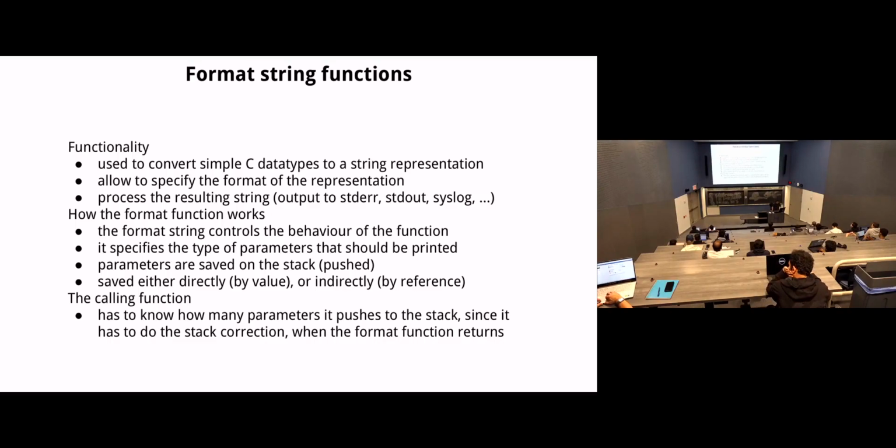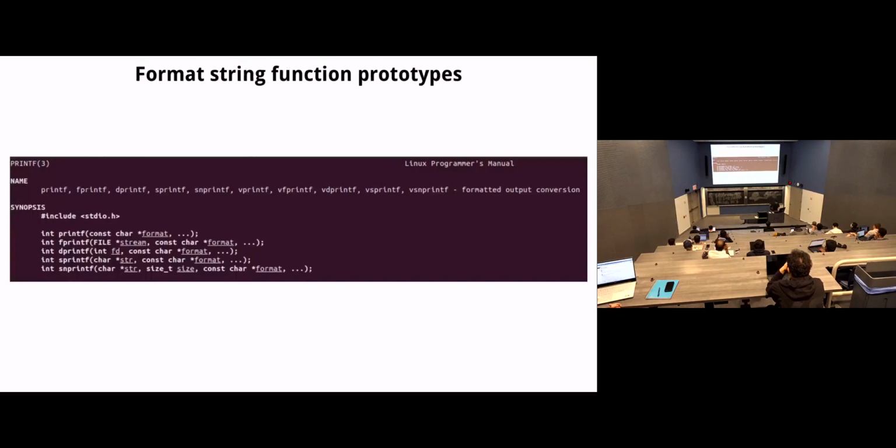So the calling function, in this case, let's say that we have a format string function, a printf, and then we have a main function calling printf. The main function will push the arguments for that printf onto the stack, right? Then the format string function will use a format string to check each item on the stack. So printf is one example of this. sprintf and fprintf are also examples.